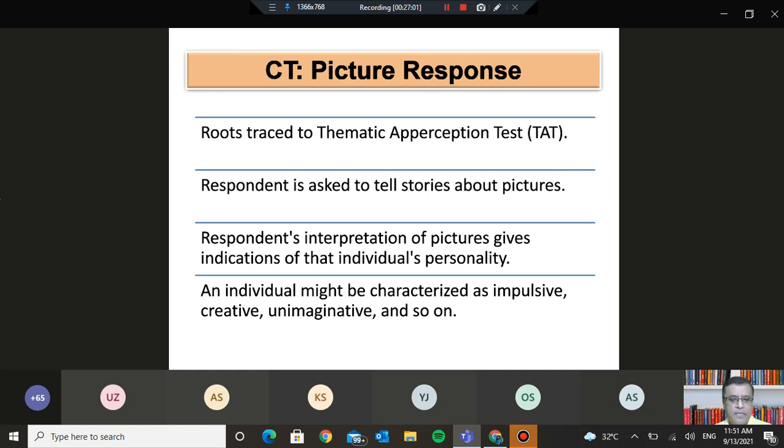Individuals, based upon the responses which are emerging, may be put into various categories. For example, based upon the response, you may be categorized as impulsive, or as somebody who is a stubborn kind of individual, somebody who is creative, and different types of categorizations may be there. But remember that this method basically helps us to find out more about the personality of that individual.